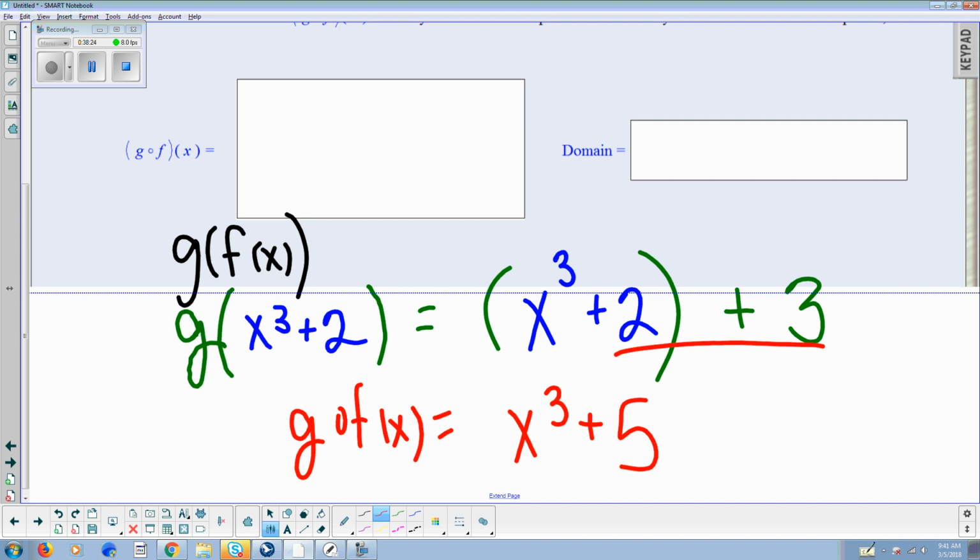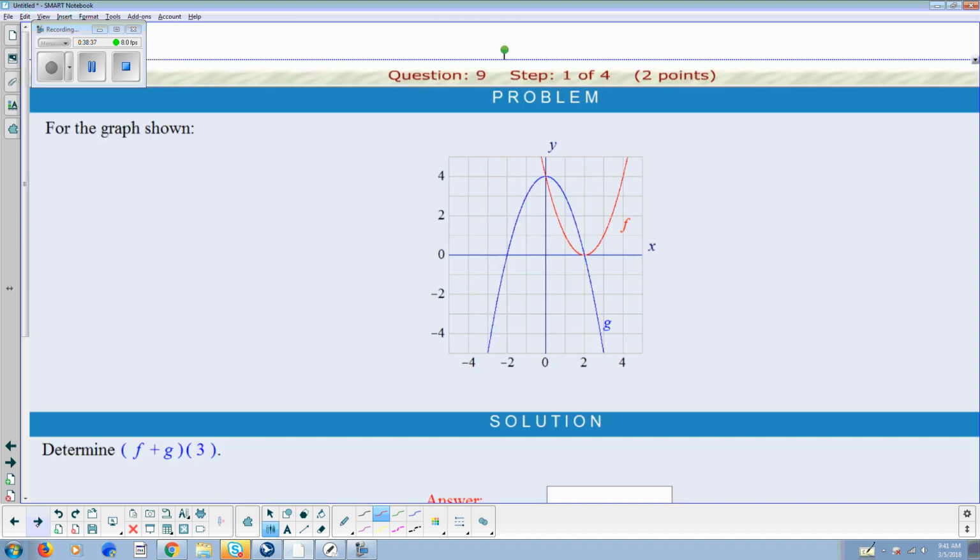Do we have any red flag situations in the final answer? No. Do we have any red flags in the original problems? Nope. This is a domain of all real numbers again. I think I can get through this one too. Okay.